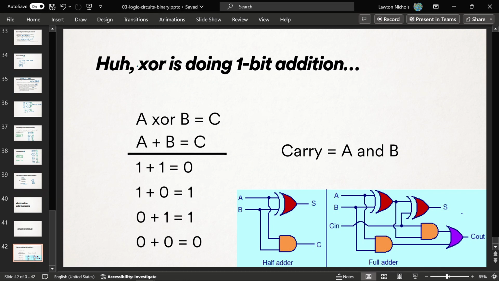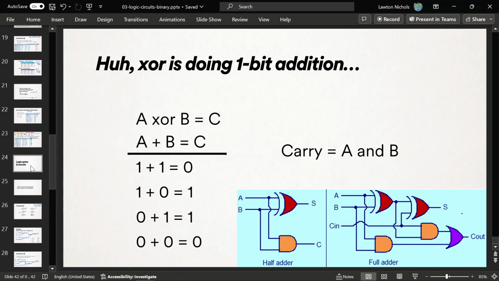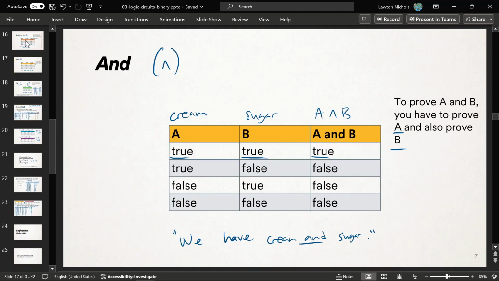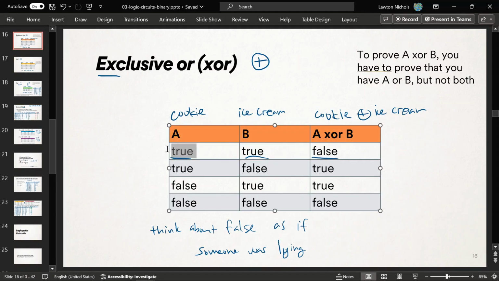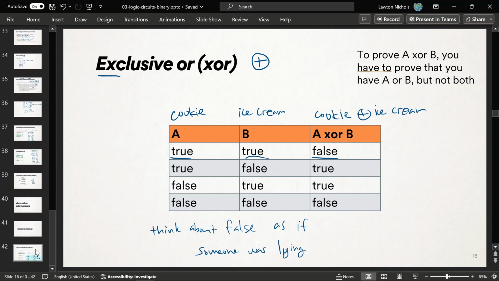Do you see that the exclusive OR operation works a whole lot like addition? You remember that one? That's this one up here. If true is a 1 and false is a 0, you see how 1 plus 1, that's 1, 0. The rightmost bit is 0. 1 plus 0 is 1. 0 plus 1 is 1. 0 plus 0 is 0. Exclusive OR is doing addition on a single bit. Forgetting about the carry, though. We can deal with that separately.